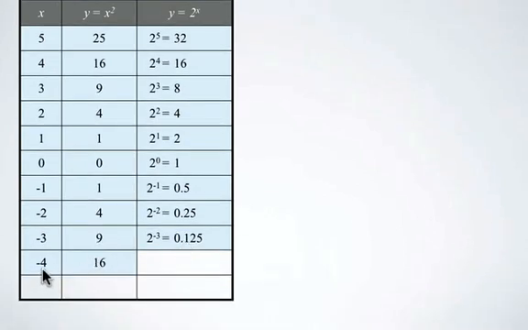When x is equal to negative 4, x squared is 16, but 2 to the x is 0.0625. Finally, when x is negative 5, x squared is 25, and y equals 2 to the x is 0.03125. Here's our table of values completed.